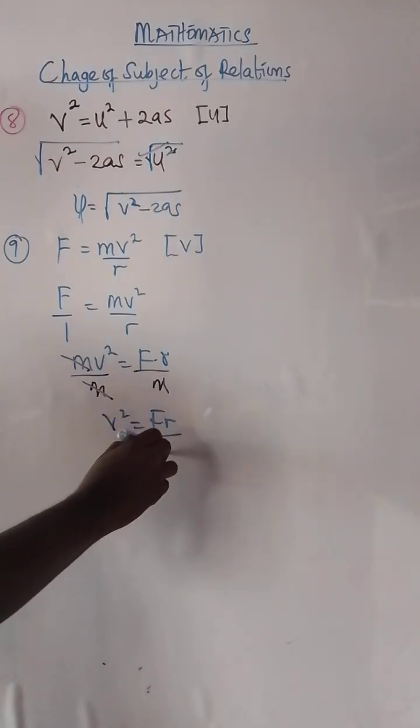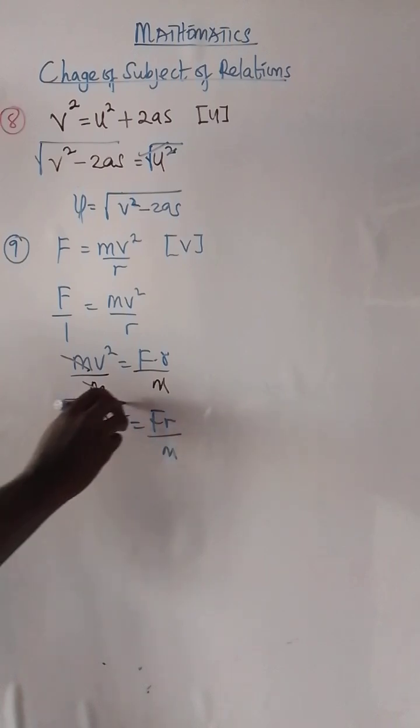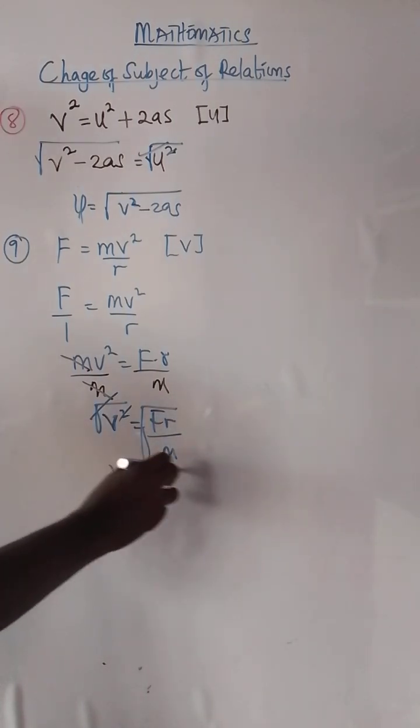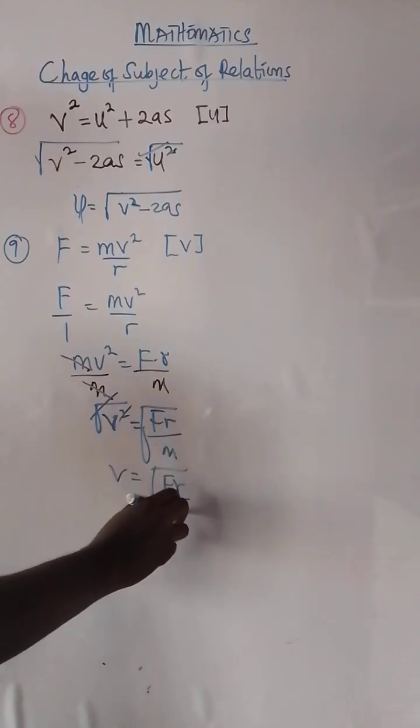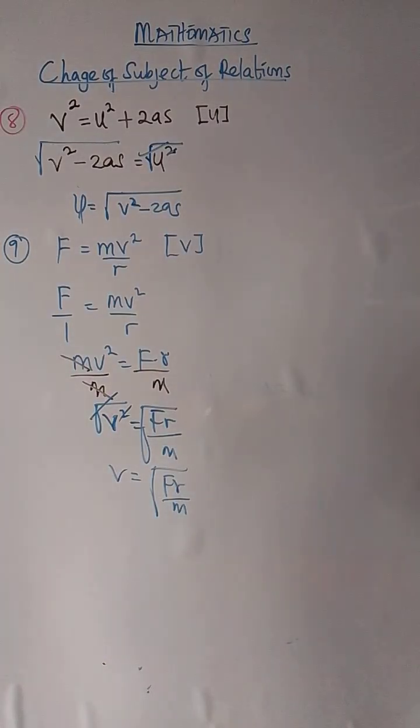For us to be able to get the value of V, we have to what? Square root this, square root this. Then V becomes square root of fr over m. That is the answer to that.